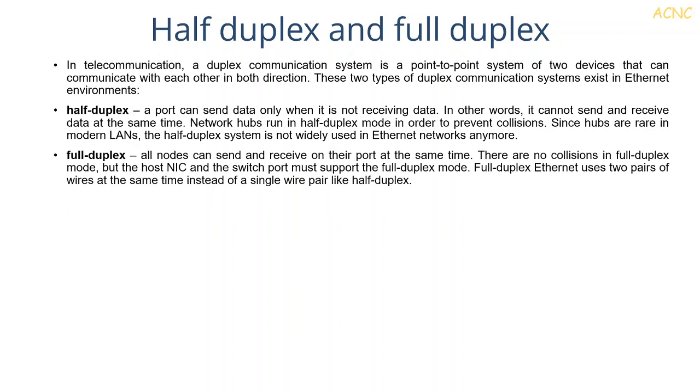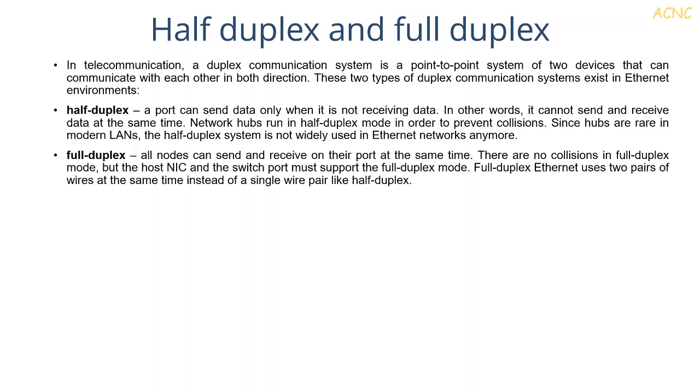Full duplex: all nodes can send and receive on their ports at the same time. This is full duplex. In other words, sending and receiving data at the same time is called full duplex. There are no collisions in full duplex mode, but the host NIC and the switch port must support full duplex mode. That means in full duplex communication, we need the network interface card (NIC) and the switch port to be capable of running full duplex.